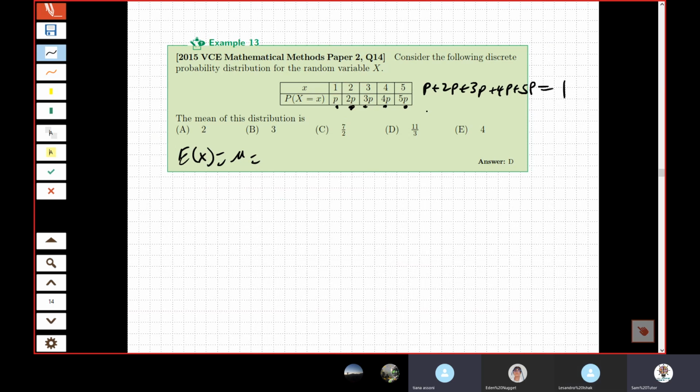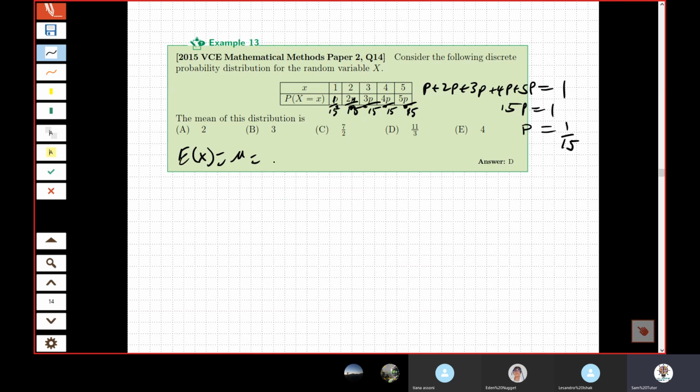Yeah. There. 1, 2, 3, 4, 5, so 15P is equal to 1. So what does that mean about P? 1/15. And there it is, 1/15, 2/15, 3/15, 4/15, 5/15. Now you found your P.